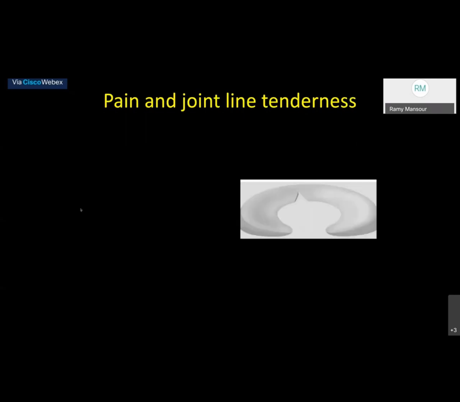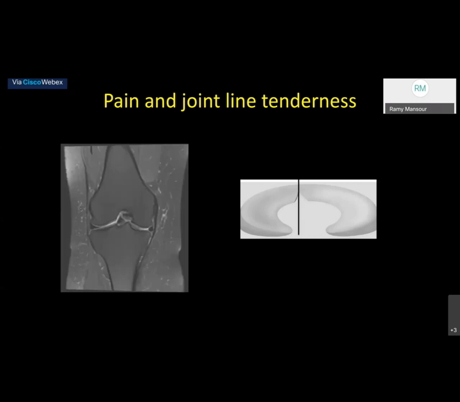The other type of vertical tear is the radial tear. And as I mentioned in the previous slide, it's when the tear is seen perpendicular to the axis of the menisci itself. And this is sometimes difficult to identify, especially in the coronal images. And you can see here an example of that.